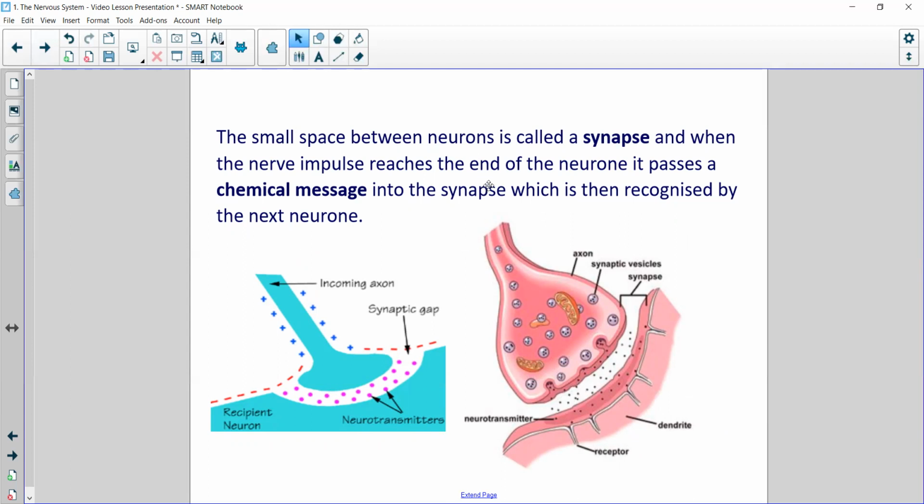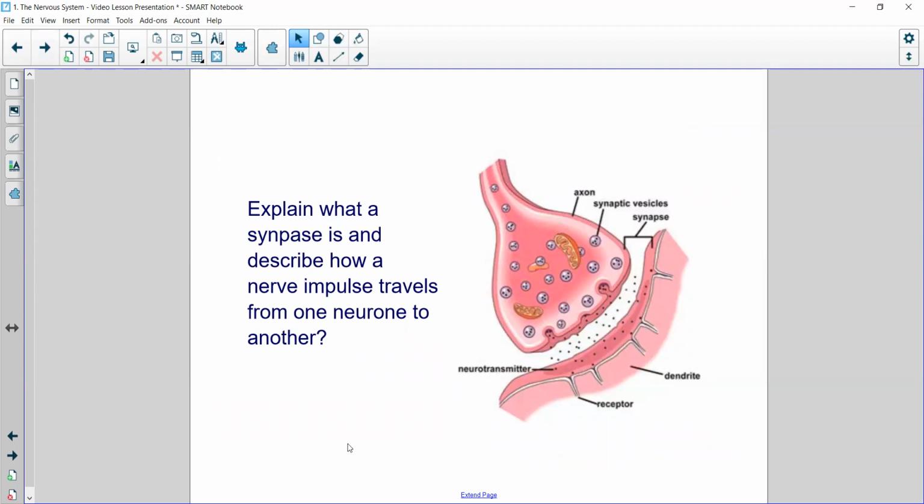Now, when the nerve impulse gets to the end of this neuron, we have to then get that message across the gap, across the synapse. And this involves chemical messages. Their proper name is neurotransmitters. But as long as you're aware that it's a chemical message that is coming from one neuron to the next, it has to cross the synapse. And you need to be able to explain how the nerve impulse may jump from one to the next. So it could be a question that looks a bit like this. Explain what a synapse is and describe how a nerve impulse travels from one neuron to another. So let's take a wee look at how we would answer that question.